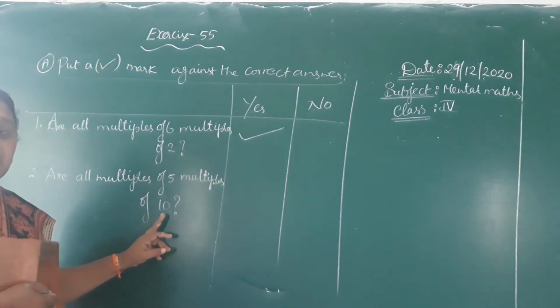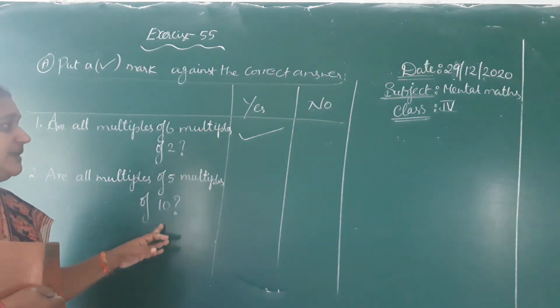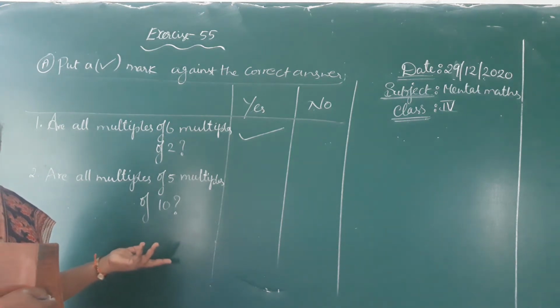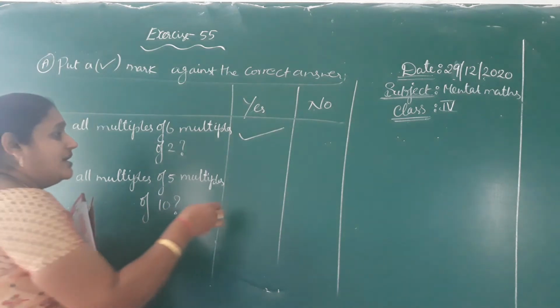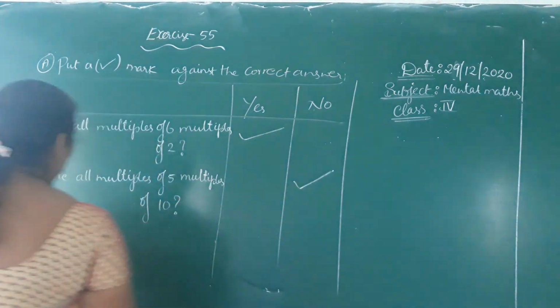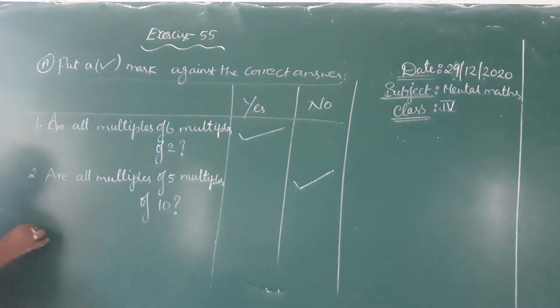But here 10 is a multiple of 5. So it may be divisible or it may not be divisible. We cannot say particularly that it is divisible by 10. So it's a false statement. You tick mark it, no. See the third question.